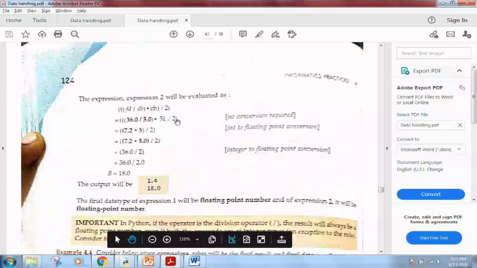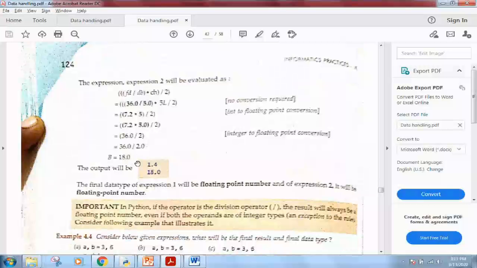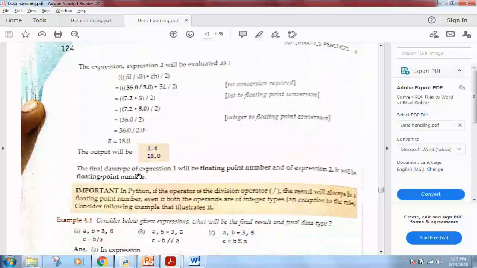See the calculations and you can find out on your own. You just do the calculations. You can pause the video in between, do the calculations and check how the answer b is going to be 18.0. If you are able to understand, it's okay, otherwise you can contact me, I will explain in more detail.